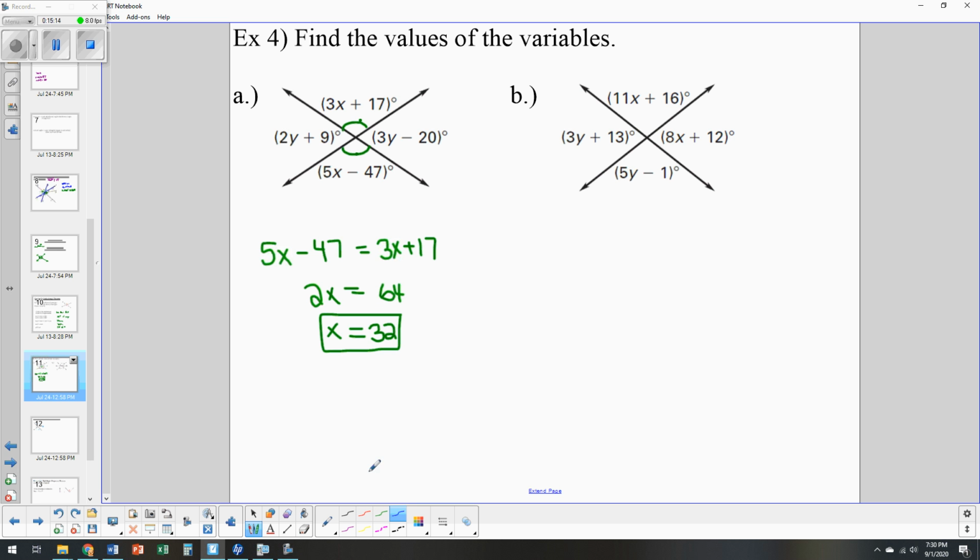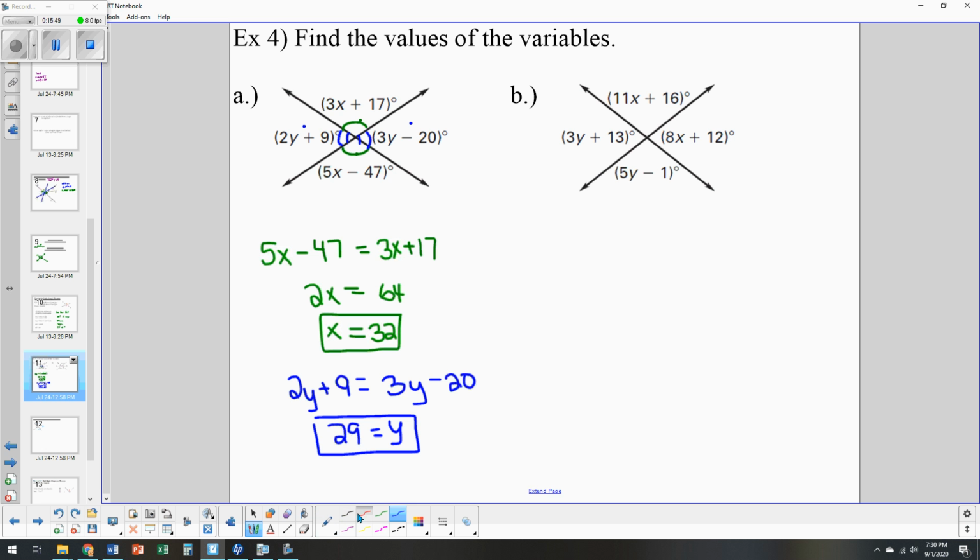Now I'm going to look at the y's. I had a y here, and I had a y here. So again, these angles are across from each other, formed by two intersecting lines. They're vertical angles. They're congruent. So I could set these two parts equal. 2y plus 9 is going to equal 3y minus 20. So I'm going to subtract 2y from both sides. I'm going to add 20 to both sides, and I get y is 29.